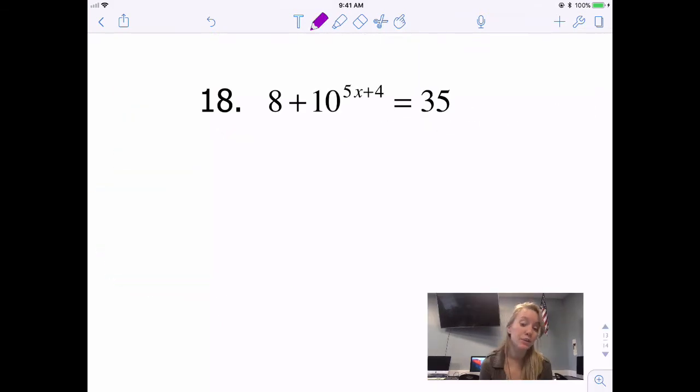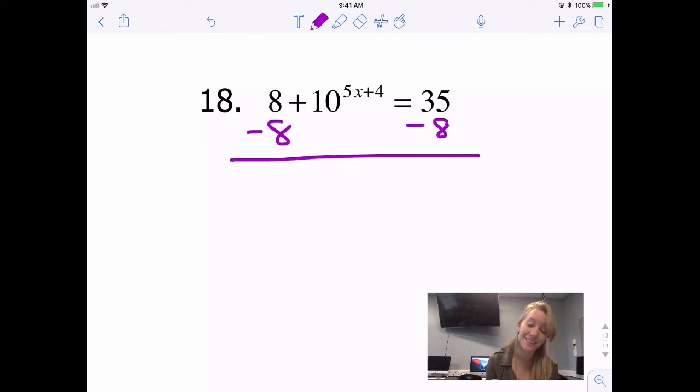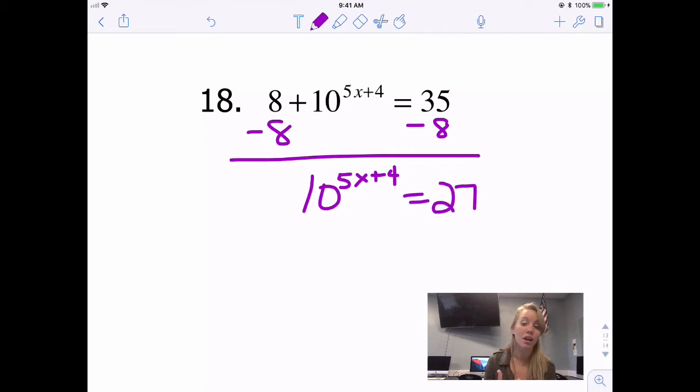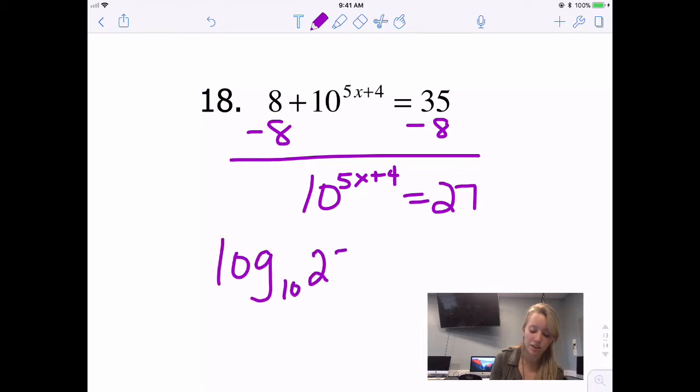So for this last one too, we can choose either relating the bases or doing PEMDAS backwards and changing forms. I'm actually going to start by subtracting 8 on both sides and then see if we can relate those bases. So we'll get 10 to the 5x plus 4 is equal to 27. And notice that 10 and 27 are not going to be able to be related by a base of 10 or base of anything else. So I'll write this in log form. Log base 10 of 27 equals 5x plus 4.